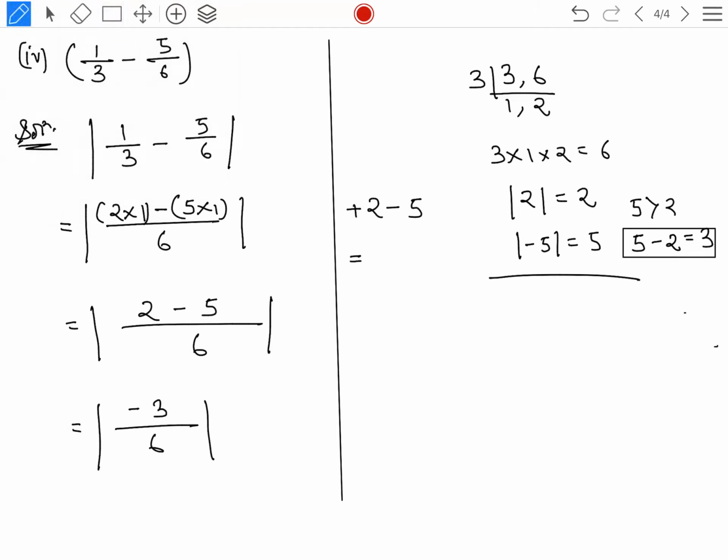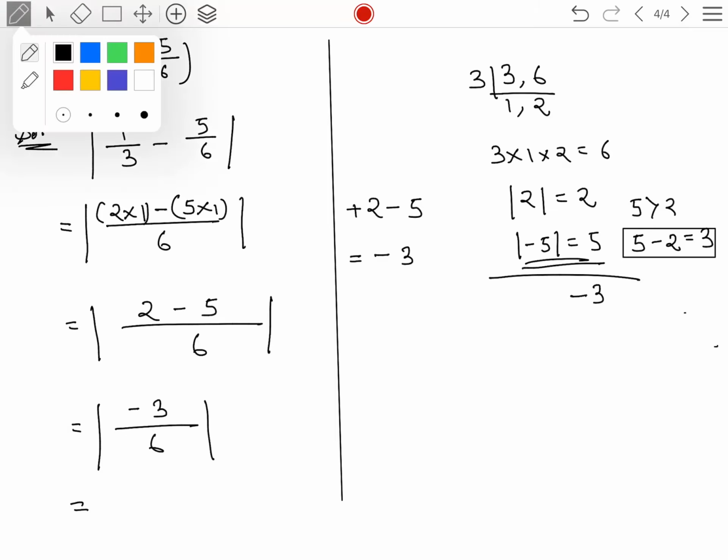5 minus 2 is 3. Then next thing, which symbol will we use? The symbol that is in front of the number with the greater absolute value is always used. In this case you can see that 5 is greater, yes or no? So the negative sign is there, we'll use negative here. So 2 minus 5 is equal to minus 3. Understood?